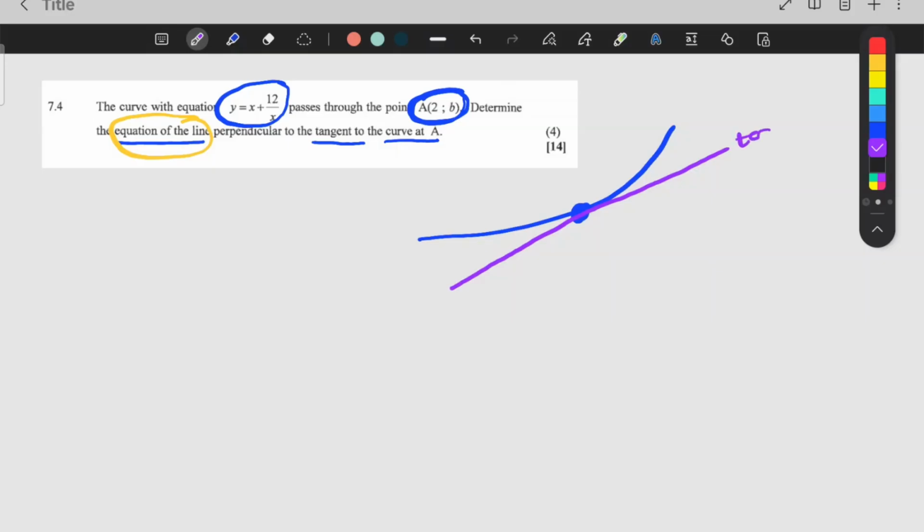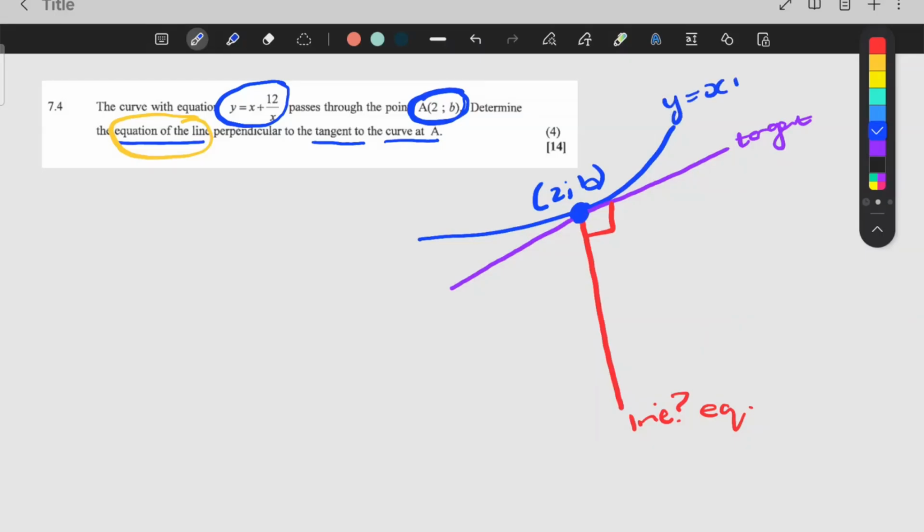So this is our tangent. Then we have this other line that's perpendicular to the tangent. So here, this line is perpendicular to the tangent. And the question is, what is the equation of this line? Okay, so we know this point over here, the coordinates are 2 and B. And the equation of the curve is y is equal to x plus 12 over x. Okay, so that is what we have so far.